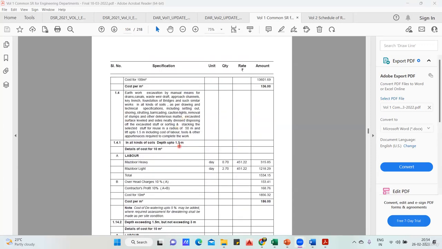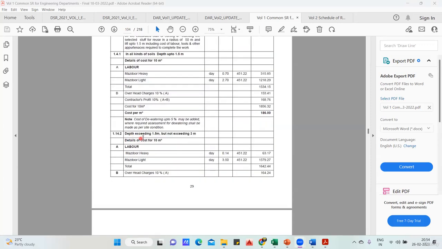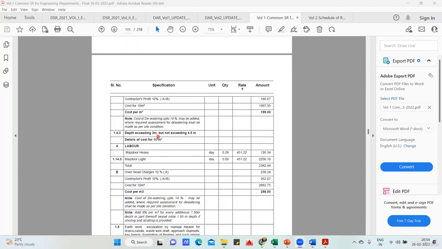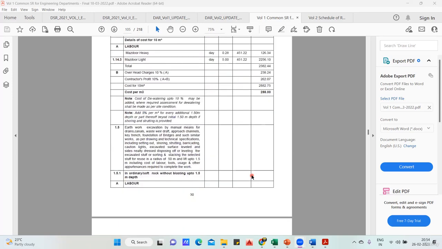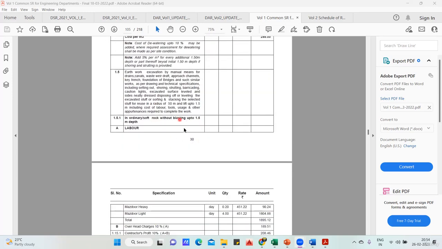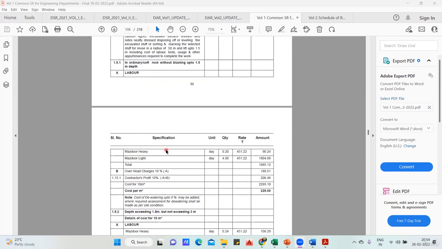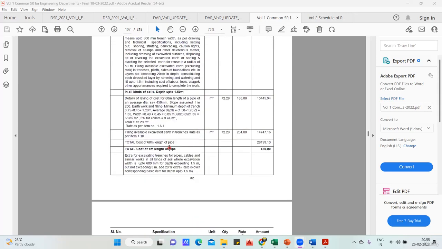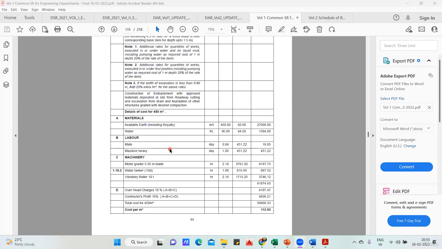But again, this is only up to 1.5 meter. If the depth exceeds 1.5 meter but does not exceed 3 meter, in that case you have to take this rate, that is 199. Again, you see here, depth exceeding 3 meter and not exceeding 4.5 meter, then this will be the rate. You're getting my point. I'm trying to expose you to different types of rate analysis, because I cannot explain everything. But I've given you all the documents. Try to go through them so that you get an idea of the different ways of doing rate analysis. Similarly, go through this. In this way, each and everything they have given.